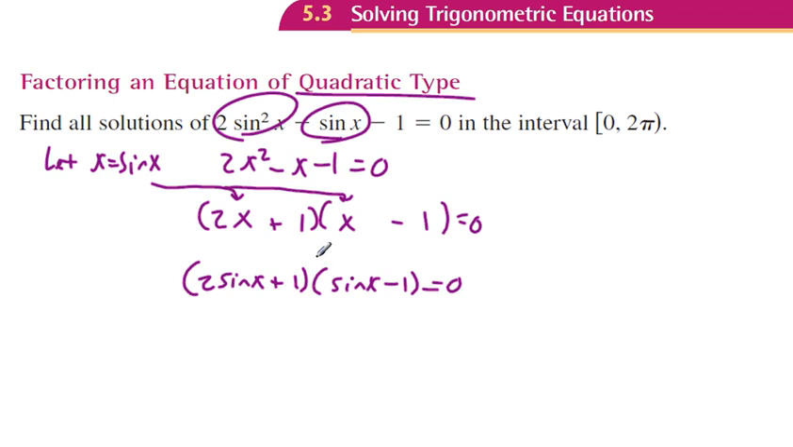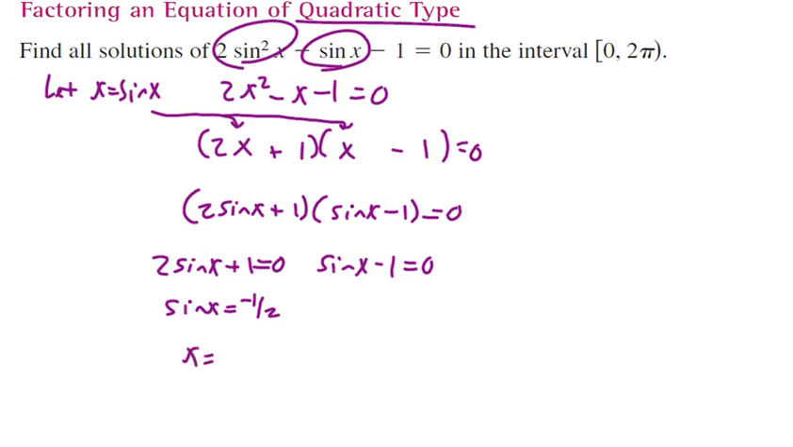All right, well now we have a product equals 0. So let's set each factor equal to 0. So I got the left side, 2 sine of x plus 1 equals 0. And the right guy, sine of x minus 1 equals 0. So when I solve for sine of x here, let's see, I subtract 1, divide by 2, so I get negative 1/2. Let's see here, what y values give me negative 1/2 on the unit circle? Well, if we look at that, that would be 7 pi over 6 and 11 pi over 6.